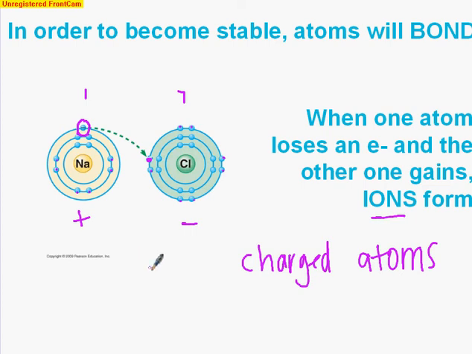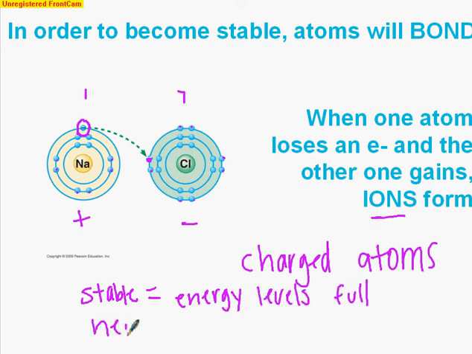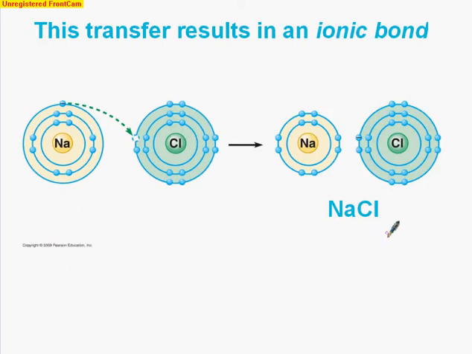Stable and neutral are not the same thing. Okay, stable means energy levels full. Neutral means protons equal electrons. Not the same thing. Atoms that are seeking stability are oftentimes not going to end up neutral because they're gaining and losing electrons. Right? When this happens, we end up with ionic bonds.